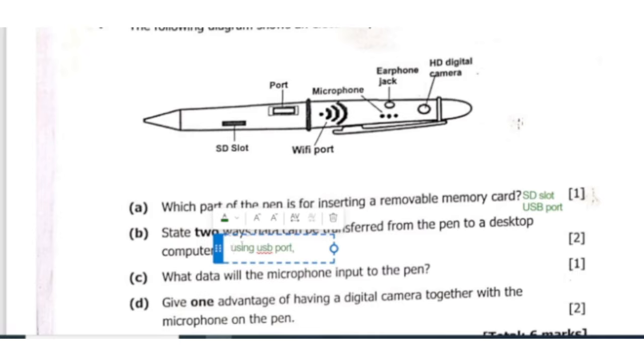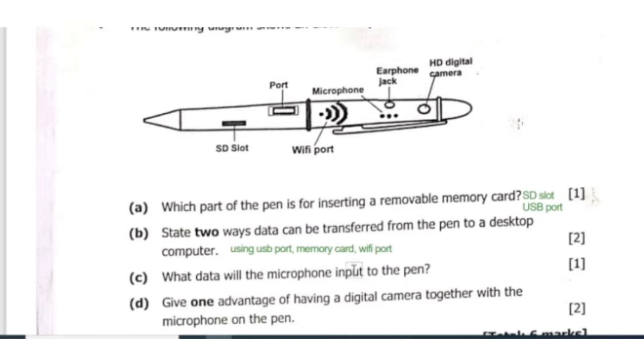The other one is by using the memory card. You can also use the memory card. You can also use the Wi-Fi port. Okay, so those are the three ways you can use: USB port, memory card, and Wi-Fi port.